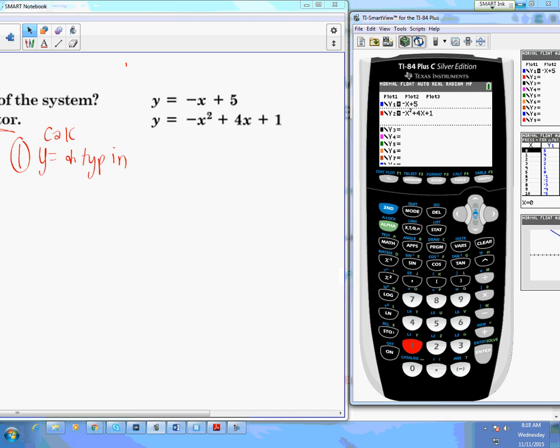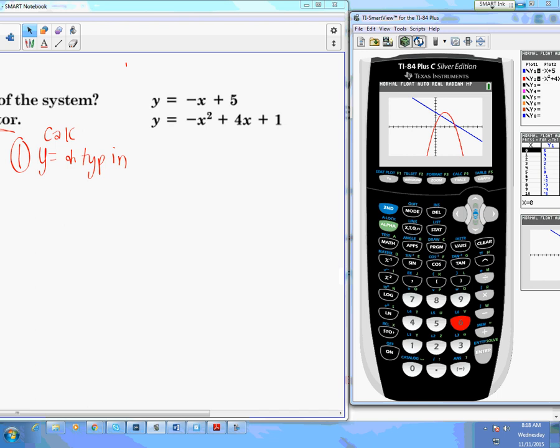Before we graph, we have to make sure your window is okay. If you go to zoom, it's the middle button here up on the top. And number 6 is zoom standard. Zoom standard, that's what we want. Number 6. So everyone select number 6. That will put our window from negative 10 to positive 10 on the x and the y-axis. So there's our linear function. Here's our quadratic.